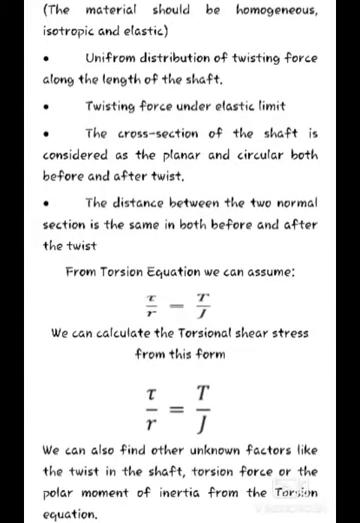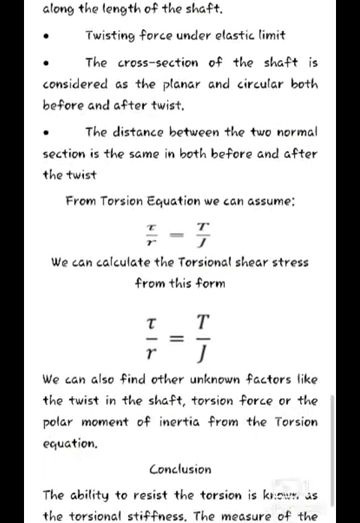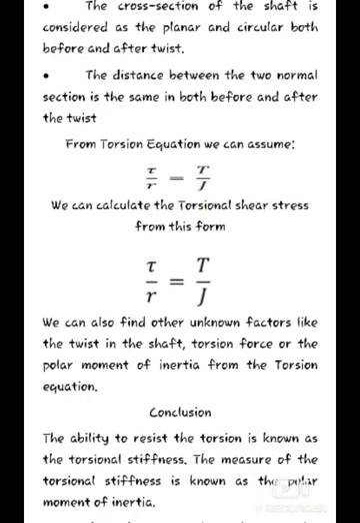From the torsion equation, we can assume tau over r is equal to T over J. We can calculate the torsional stress from this form. And we can also find other unknown factors like the twist in the shaft, torsion force, or the polar moment of inertia from the torsion equation.